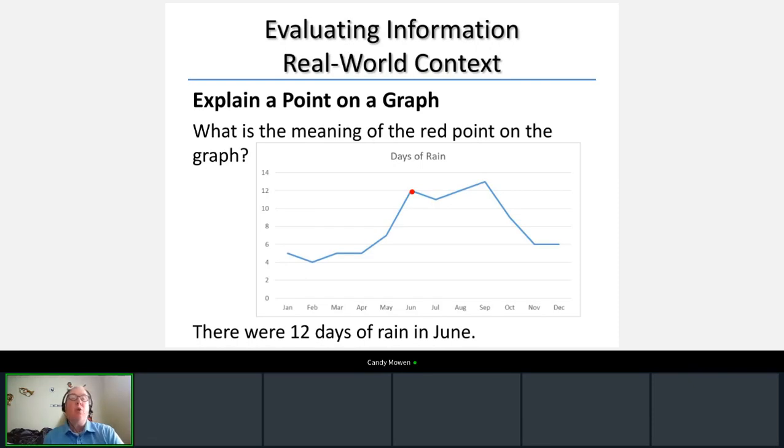Evaluating information in a real-world context. Explain a point on a graph. What is the meaning of the red point on the graph? Again, we have days of rain. This means there were 12 days of rain in June. Again, with graphs, we are trying to paint a picture or tell a story of the data that we have collected.